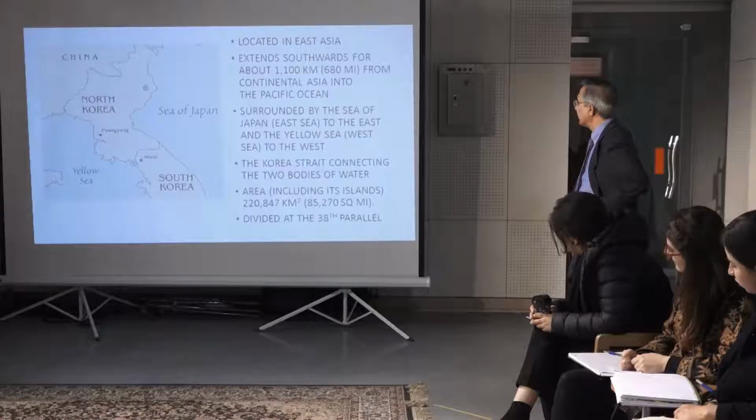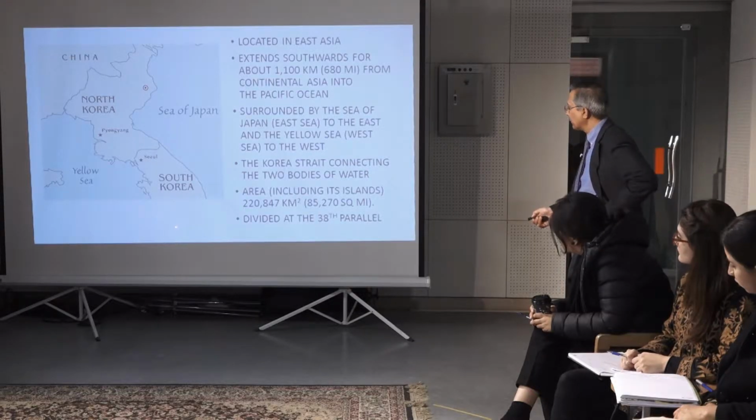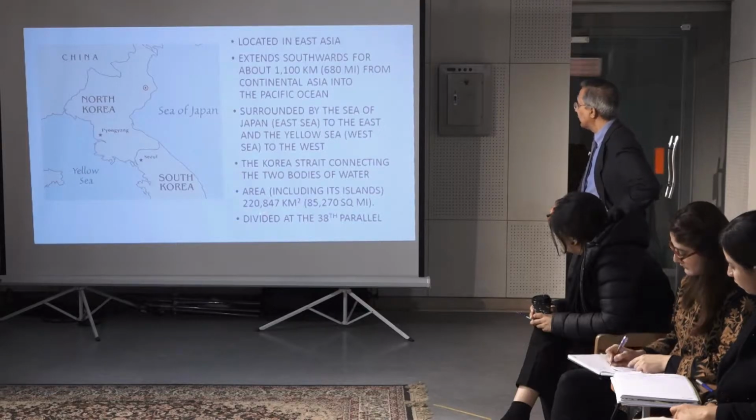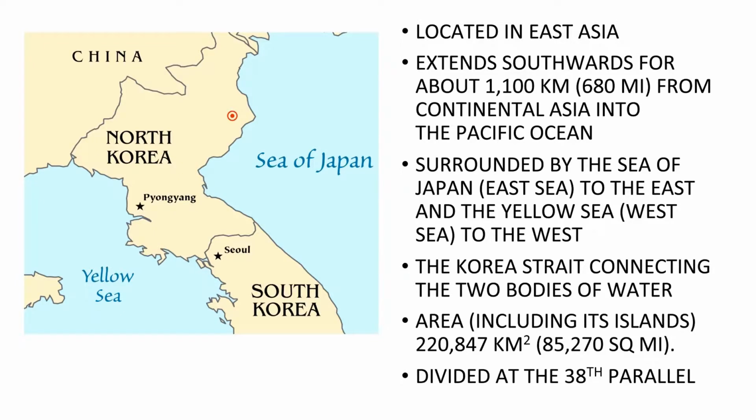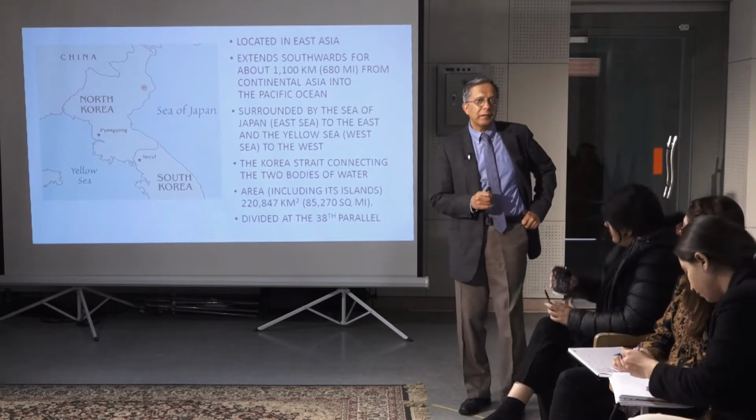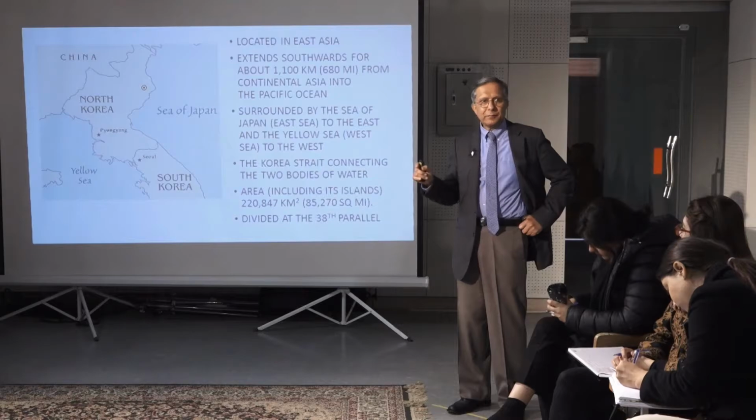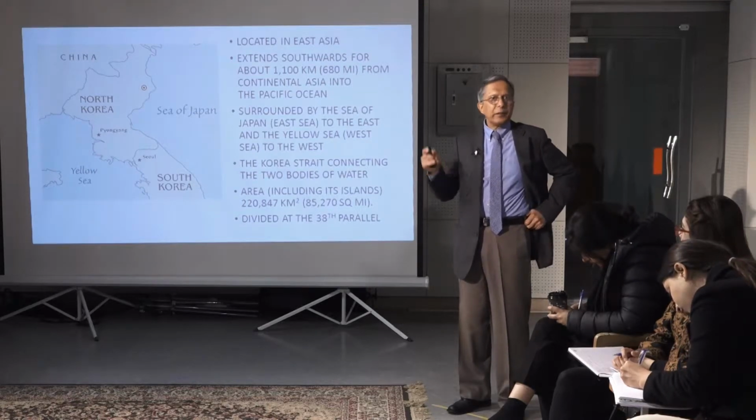Korea Strait connects the two bodies of water. It's here somewhere. And the area including its islands is 220,847 square kilometers, and it is divided at the 38th parallel. So when anybody talks to you about the Korean Peninsula, you should know that it is divided on the 38th parallel. This is a very important line in the political geography.